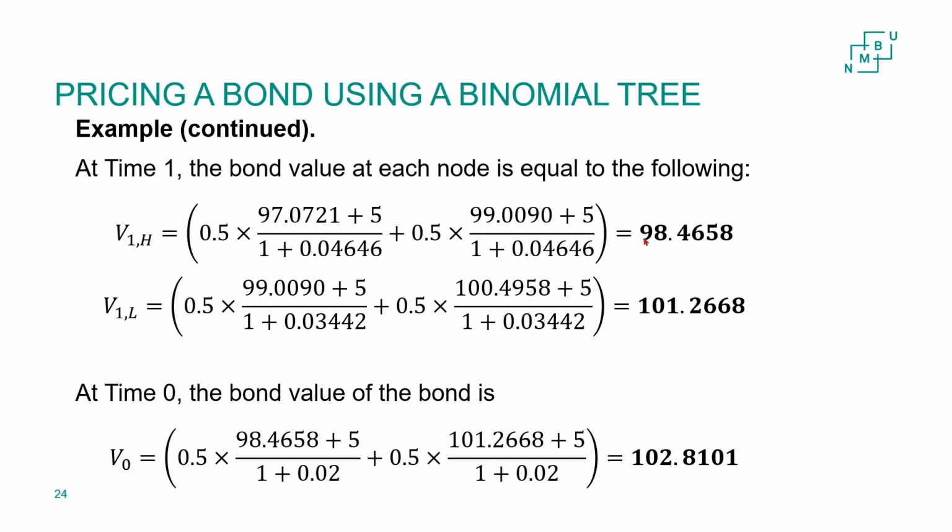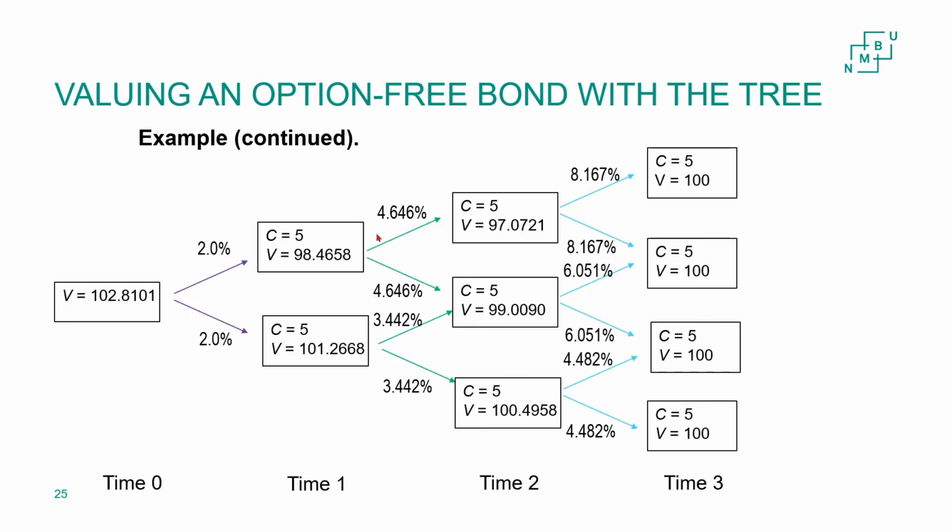And this is 98.46. Let's see where we can find this. It's here. Okay, so the value of the 2-year bond, because the bond has 1, 2 years until maturity, giving a 5 coupon here, 5 coupon here, and 105 cash flow here. The value of this is 98.46. At time 1, you also get the coupon of 5. So remember that, okay?